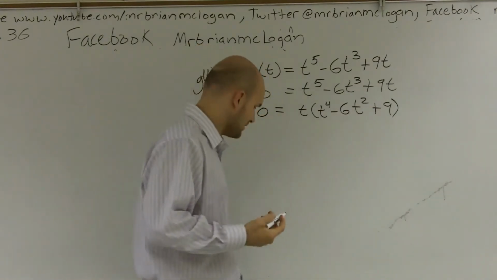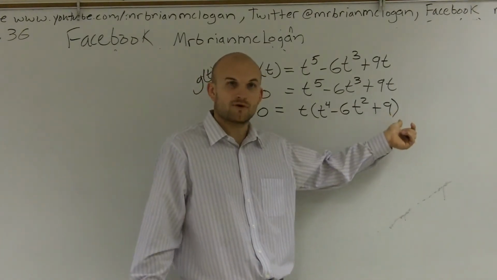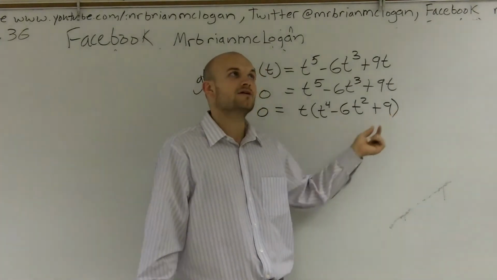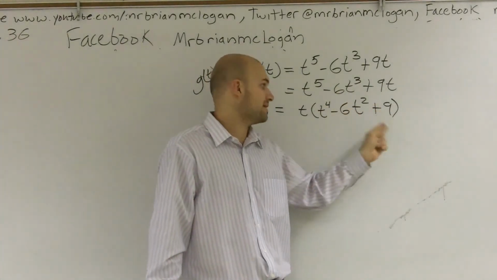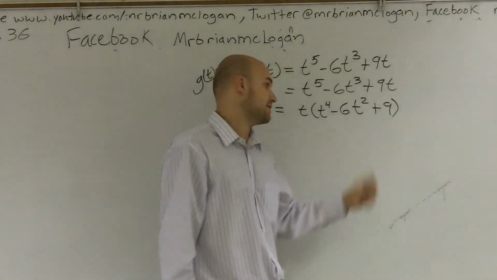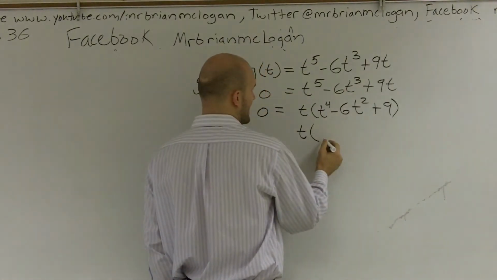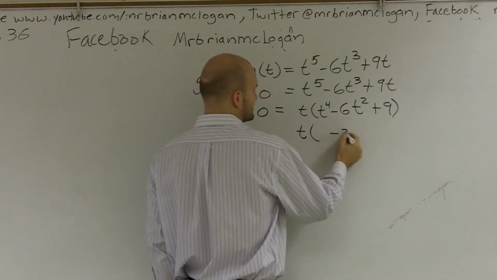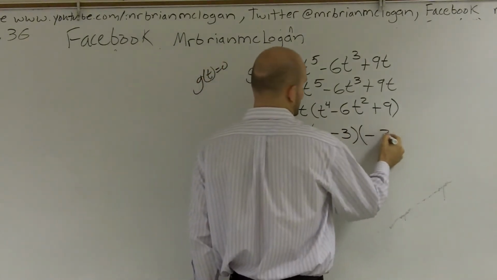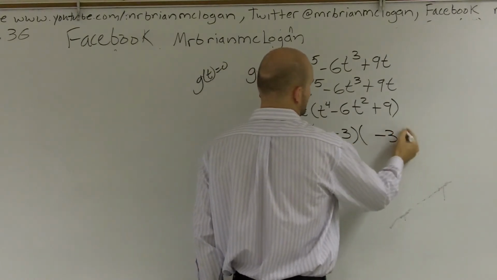So what does that mean? Well, a square number means I'm going to take a number and multiply it by itself, right? 3 times 3 gives you 9. So does 3 and 3 give me a 6? Well, not positive 3 and 3, but negative 3 and negative 3. So I can rewrite this as minus 3 times minus 3.